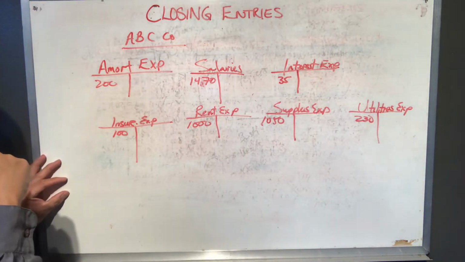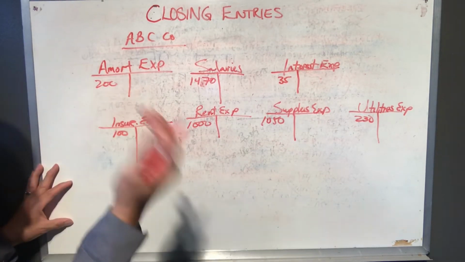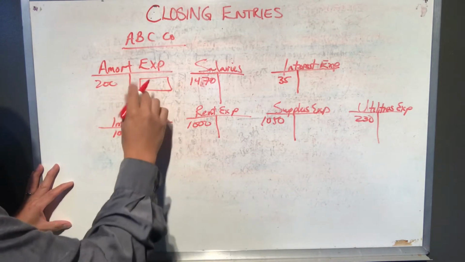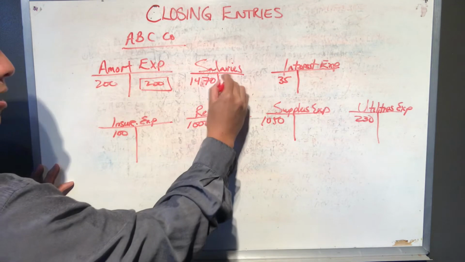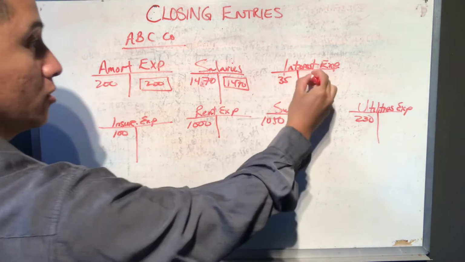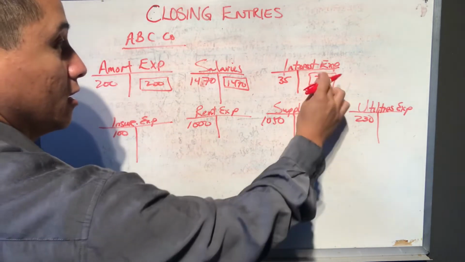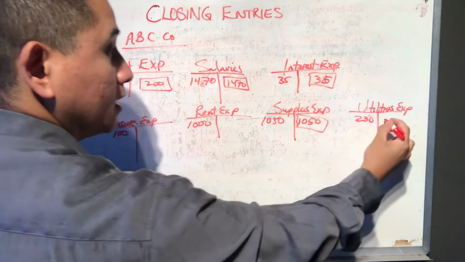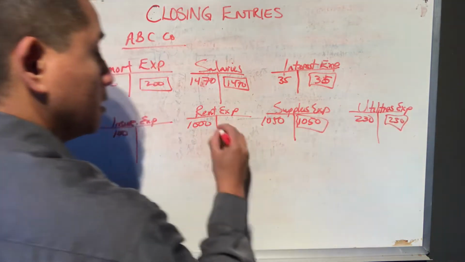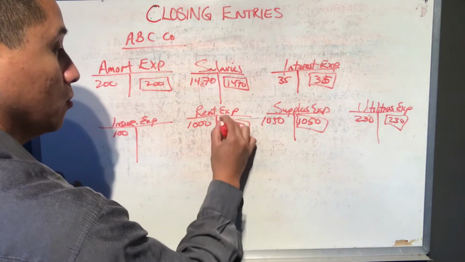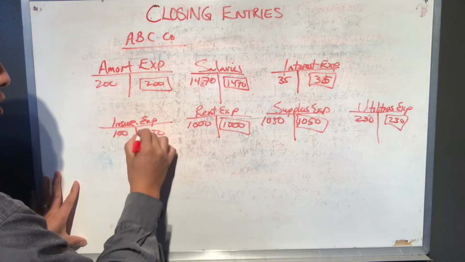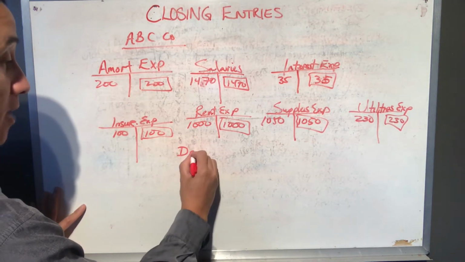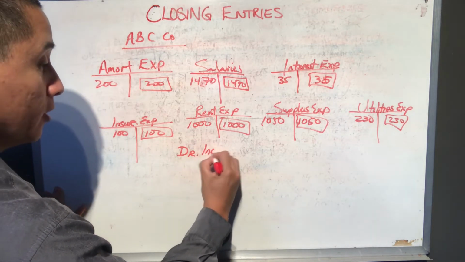So in order to close all of these out to the income summary, we need an equally offsetting journal entry to close every single one of them out. So we're going to have to credit this one for $200, credit that one for $1,470, credit that one for $35, credit that one for $1,050, credit that one for $230, credit that one for rent expense for $1,000, and credit insurance expense for $100.